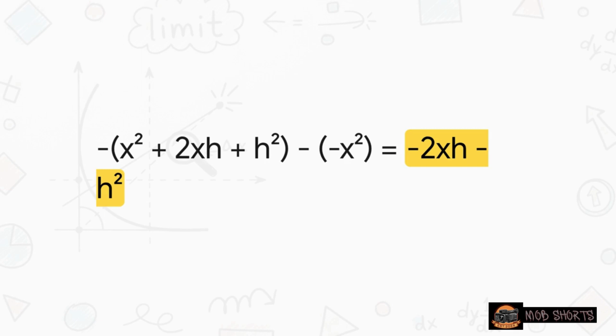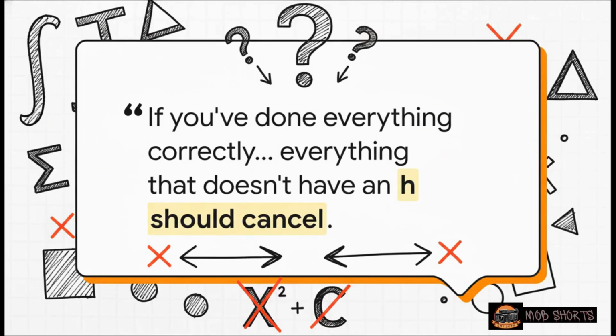Our little safety check works again. The minus x squared and the plus x squared cancel right out, leaving us with just minus 2xh minus h squared. And that cancellation leads to probably the single most important tip in this whole process. Seriously, it's like your safety net.